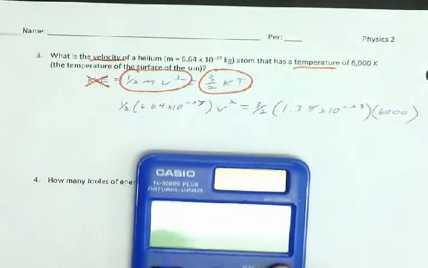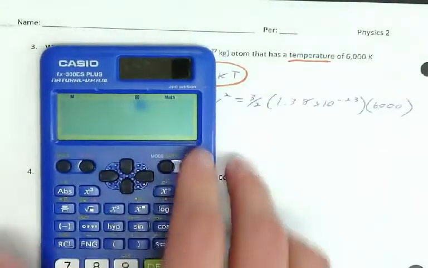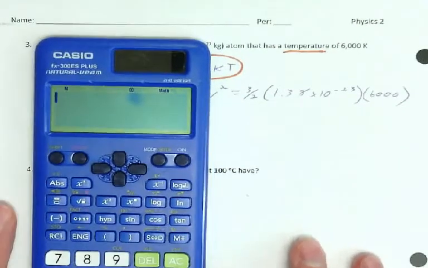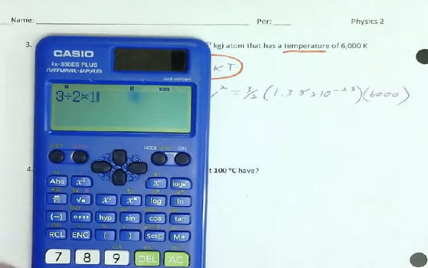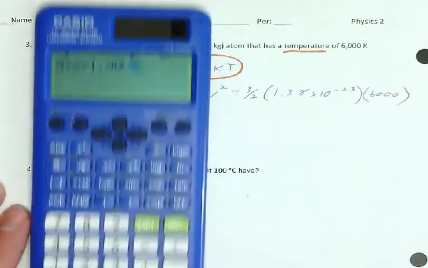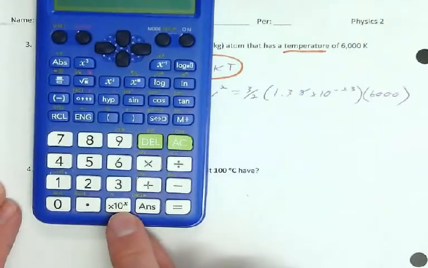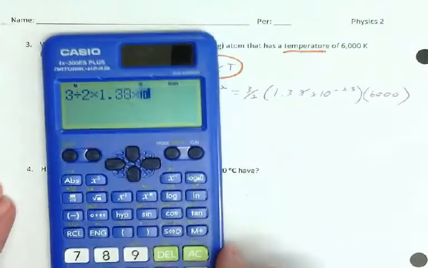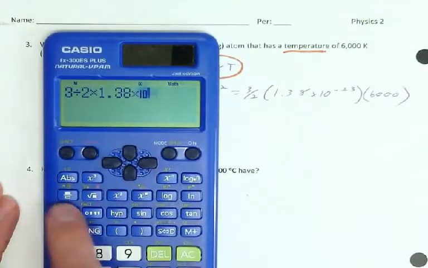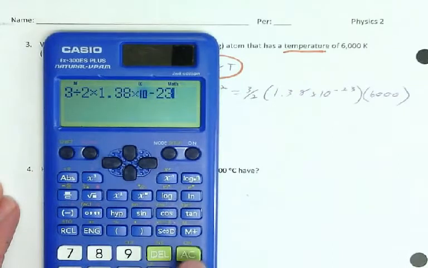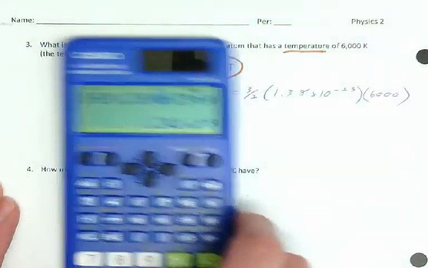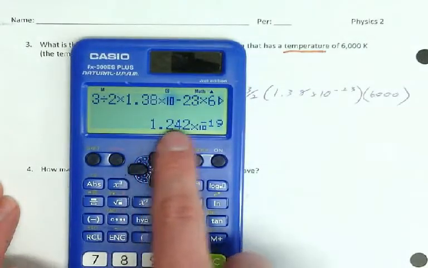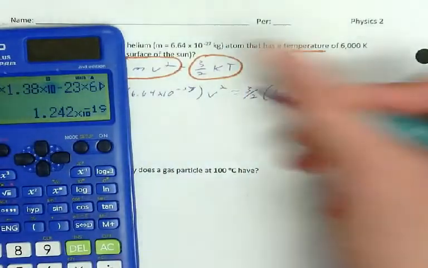So then you just do the math. And the math is easier said than done because this is scientific notation. So I'm going to multiply these three things together first. So 3/2 times 1.38. My calculator uses this button, times 10^x. That's how I do the exponent. Then I do negative 23 times 6,000. Okay? Gives me this number, 1.242 times 10 to the negative 19th.